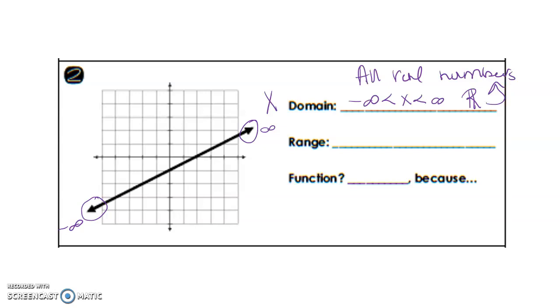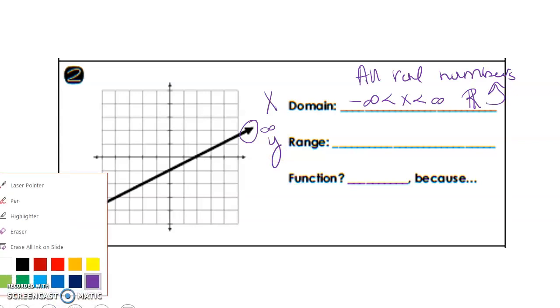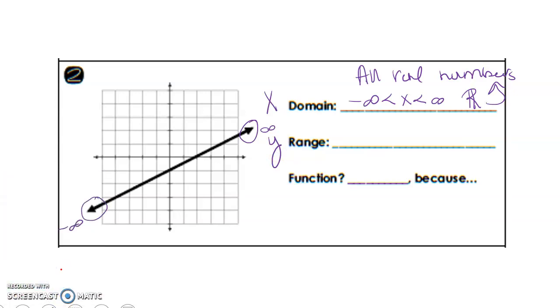Okay. Now we're going to do our range. So we're going to go our lowest and our highest. Lowest to highest. I'm going to change colors here. Alright, so this time when we think about our lowest point, and I know this can be confusing for some people, this is not only our leftmost point, it's also our lowest point. And this is not only our rightmost point, it's also our highest point.